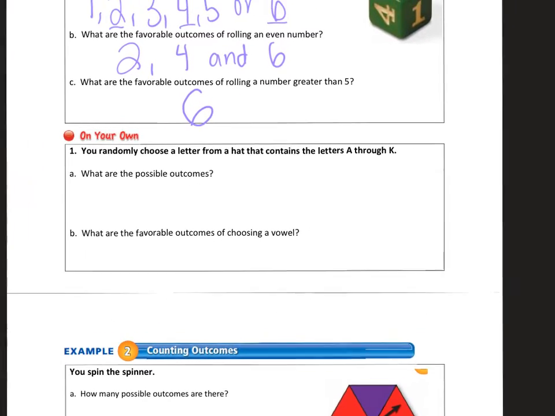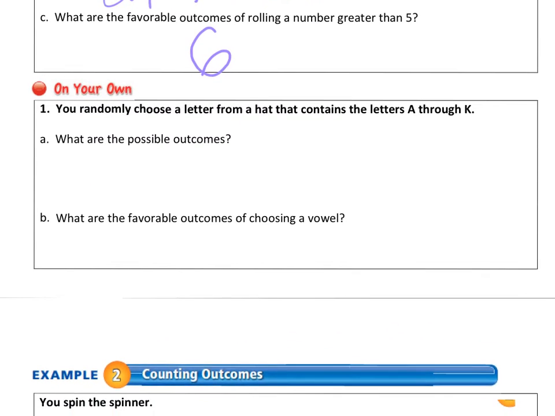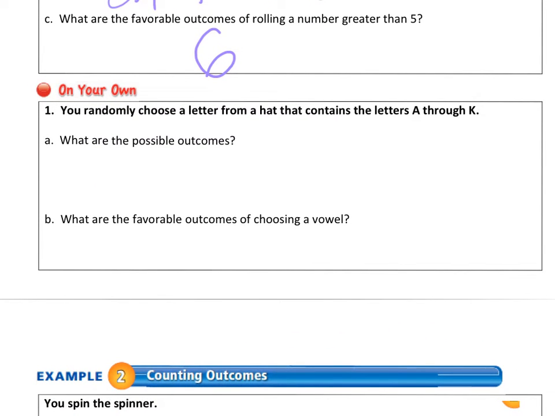Okay, we have an on your own, so why don't you pause the video now and try to do that? Go. Okay, so you randomly choose a letter from a hat that contains letters A through K. What are the possible outcomes? So hopefully you listed them all off. We have A, B, C, D, E, F, G, H, I, J, K. If we were in class, I would probably have us all sing the ABCs just to get it out of our systems. So for the possible outcomes, you have to list them all out.